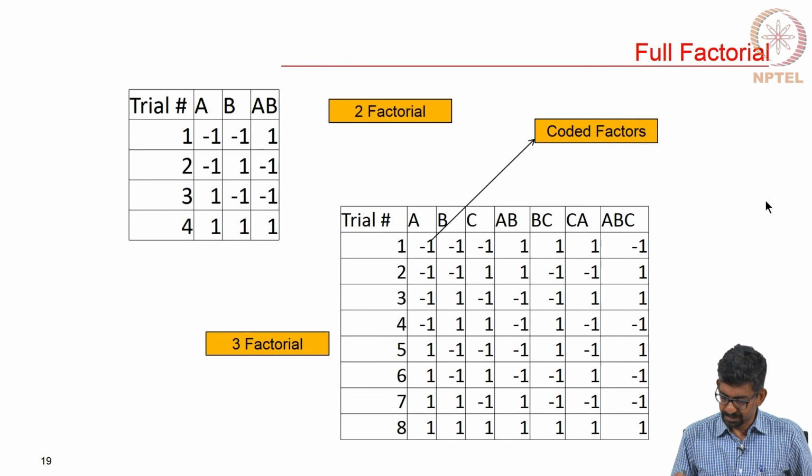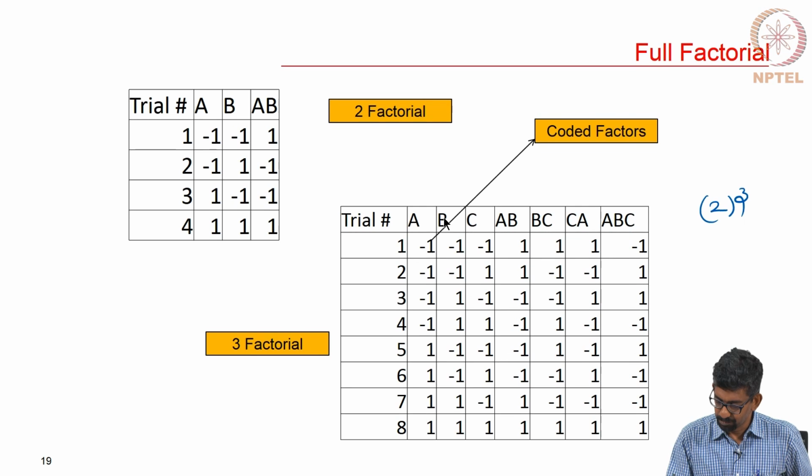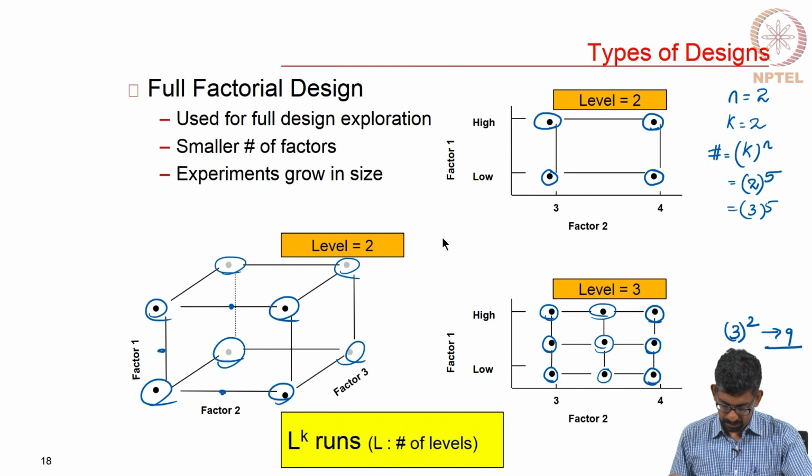And this is the way people try to do it. For instance, this is 2 raised to 2, this is 2 raised to 3, 3 factors and 2 levels. There are about 8 experiments, and these are all the coded factors, meaning what values it will take. Coded factors means -1 is one level and 1 is another level, that is all. So, if A is -1 it is a low level, A is 1 means it is a high level. So, this basically tells you all the different combinations. See, imagine simple, you imagine this to be -1, -1, -1.